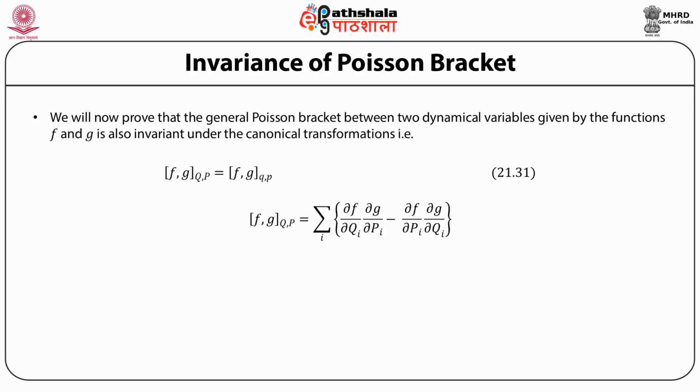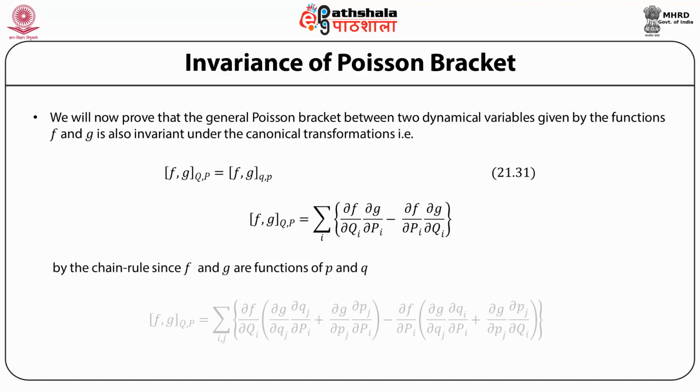This is straightforward, because if you look at the definition of the Poisson bracket of f and g with respect to the new coordinates and momenta, this is simply equal to the sum over i of the partial derivative of f with respect to the new coordinate into the partial derivative of g with respect to the new momenta, minus the partial derivative of f with respect to the new momenta into the partial derivative of g with respect to the new coordinates. Using the chain rules for f and g, this can be expressed as shown in the equation.